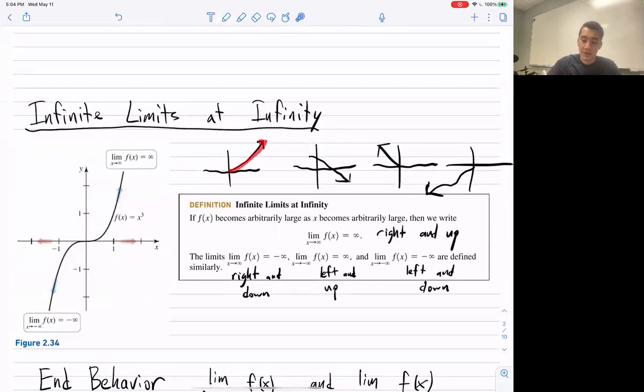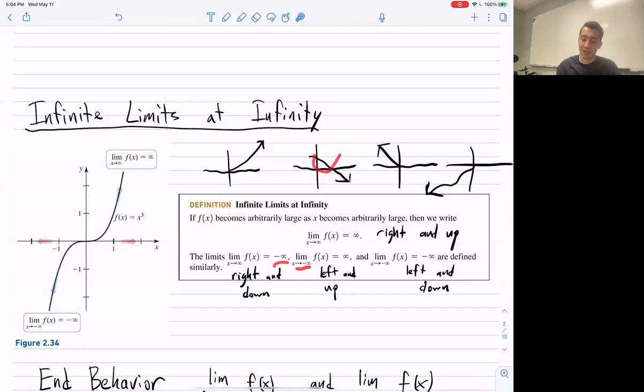You can go up and to the right. You can go down and to the right. You can go to the left and up, or you can go down and to the left. Those are the 4 ways I've written here. If the limit as x approaches infinity from the right equals infinity, that's this one. If as you're going off to the right it goes down, that's this one.